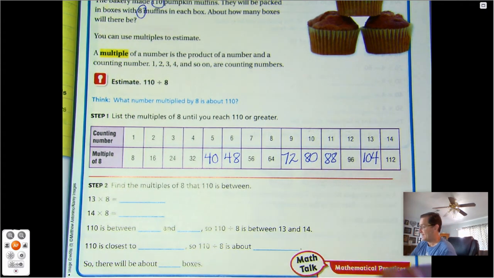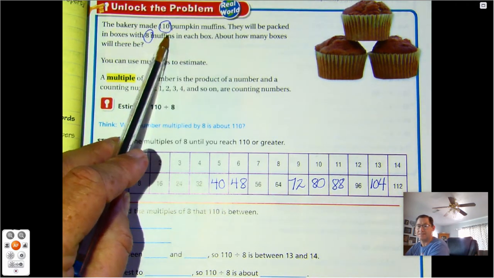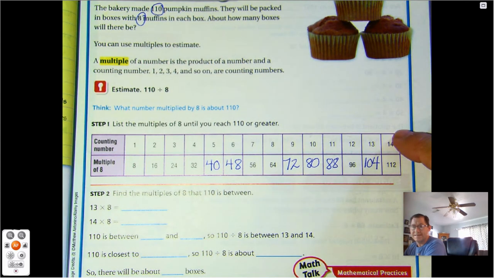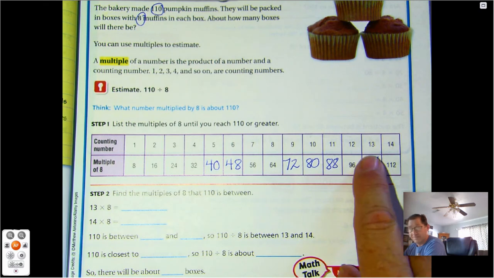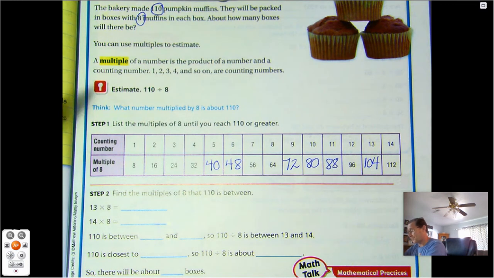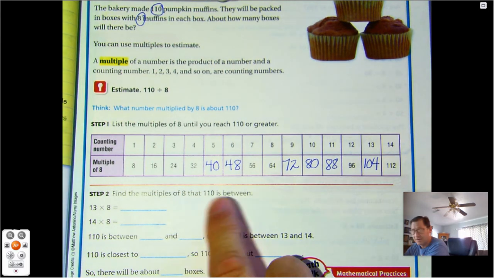Now, why did they stop at 112? Well, because I only have 110 muffins. So I actually can't fill 14 boxes. I don't have enough, but I can fill more than 13 boxes. Right? If I stopped at 104, what do I do with the other 6 muffins? They need to be in a box, right? So find multiples of 8 that 110 is in between.